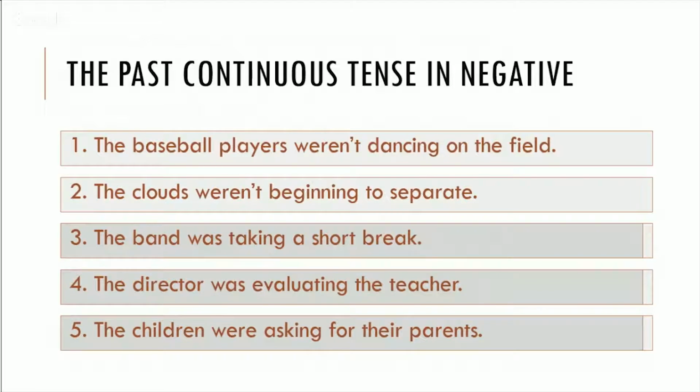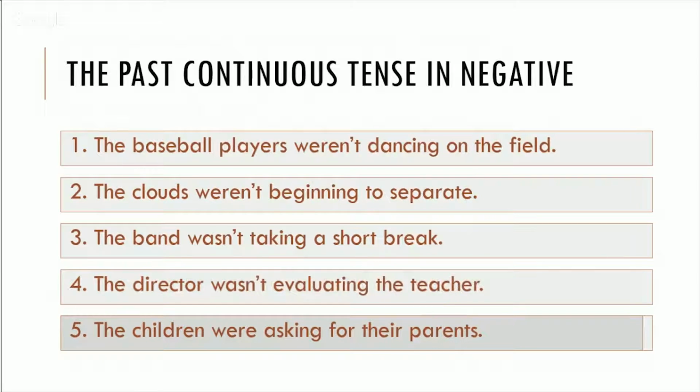Number 3, the band was taking a short break. Well, the band wasn't taking a short break. That's the negative. The band wasn't taking a short break. Number 4, the director was evaluating the teacher. Answer, the director wasn't evaluating the teacher. The director wasn't evaluating the teacher.